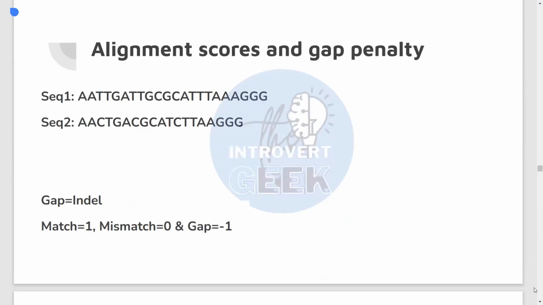Now, moving on to the next important topic, that is alignment scores and gap penalty.